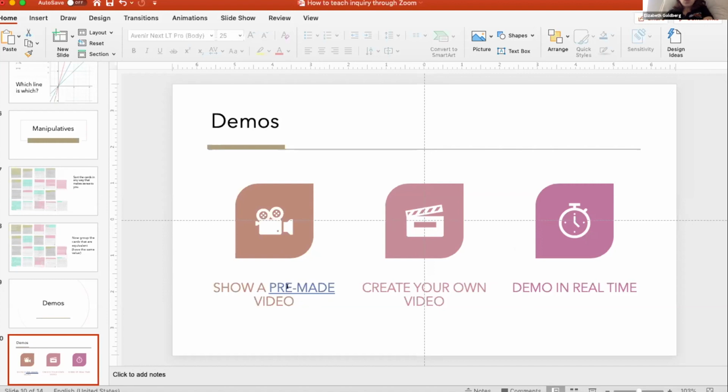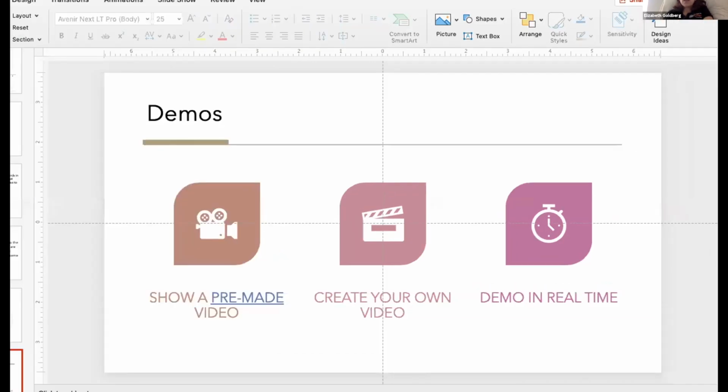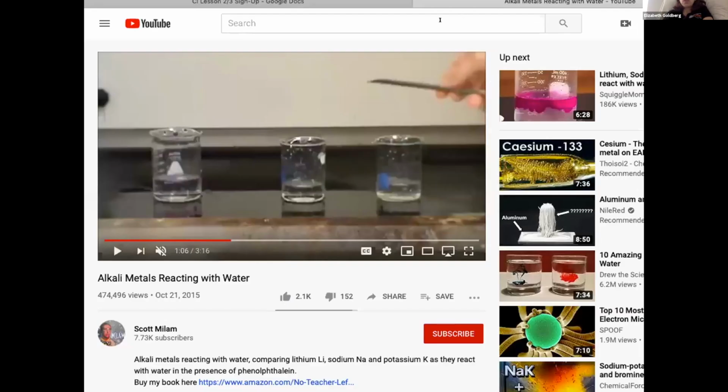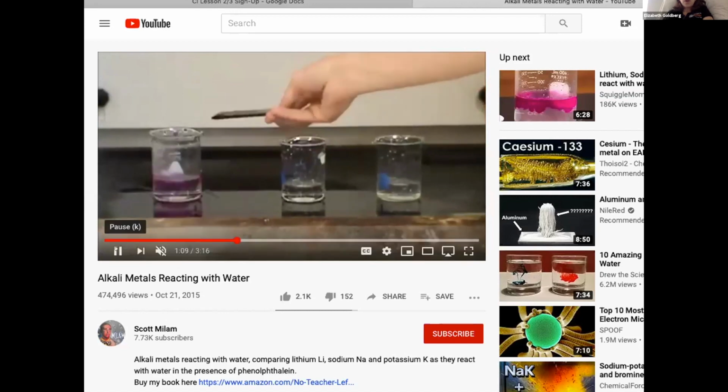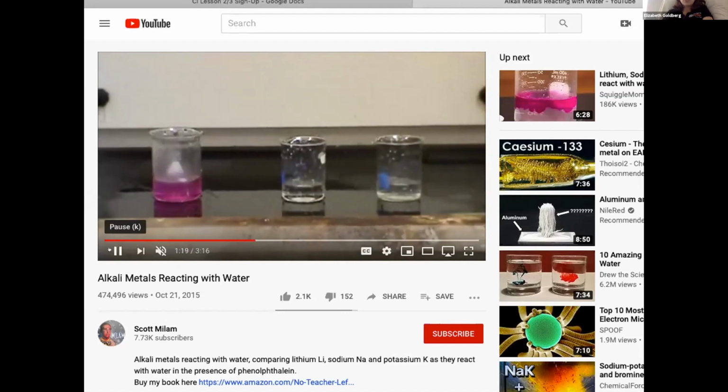So with demos, you can show a pre-made video, just like you would in class. I have a pre-made video right here. I'm showing my YouTube screen, and just like in class, you can pause the video and talk and ask questions as it's running. You don't have to play it with the audio, but if you do, there is a feature that says use computer audio, so the students can hear what the video is saying as it's running.